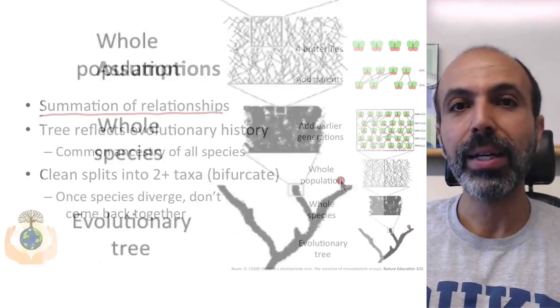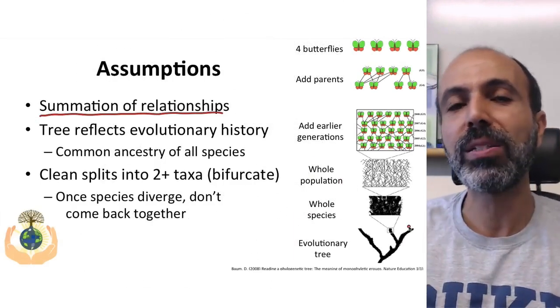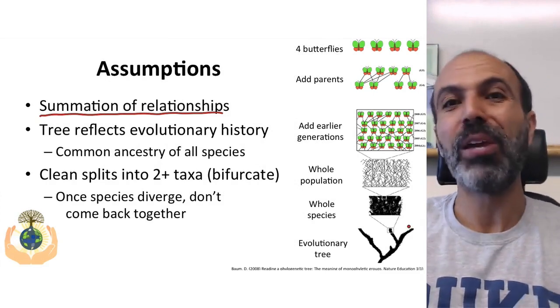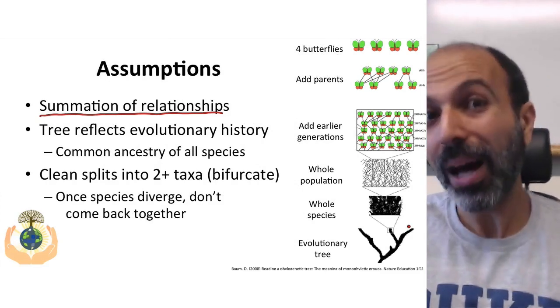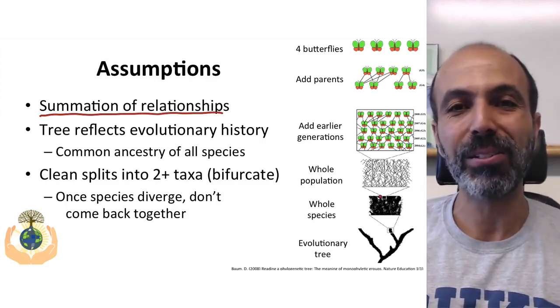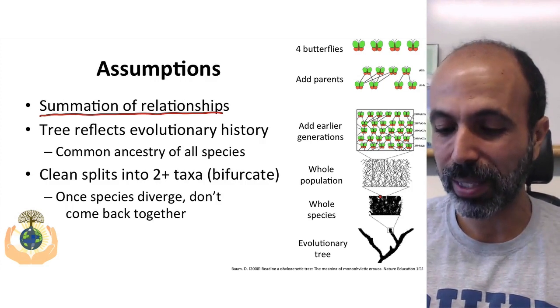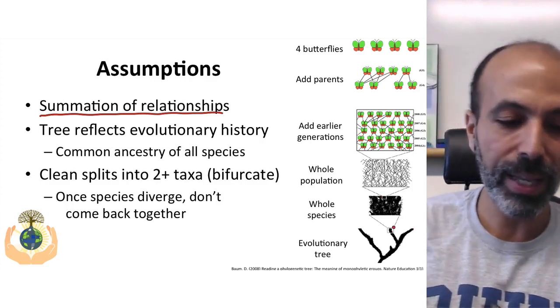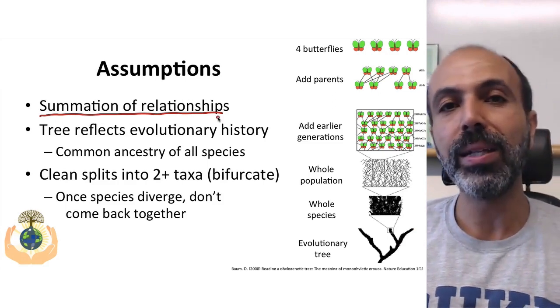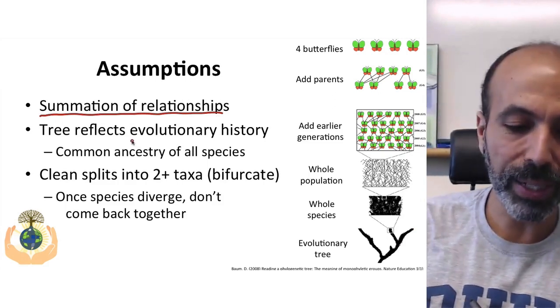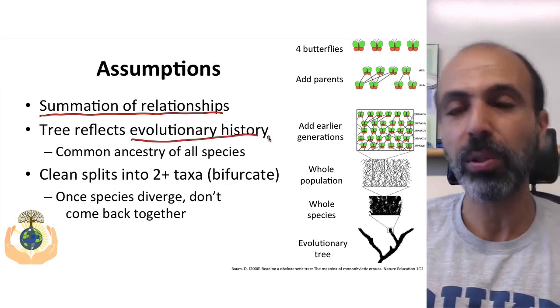So what we're looking at is the sum of relationships. Think of it as the family tree of every organism that has ever lived. It is possible to generate that family tree, but it's going to be very, very dense. There's going to be a lot of different relationships, and it's going to take a long, long time to go back to this evolutionary tree. And that's essentially what is reflected in the evolutionary tree. It's this summation of relationships over time. It is reflecting evolutionary history, or most importantly, just history.